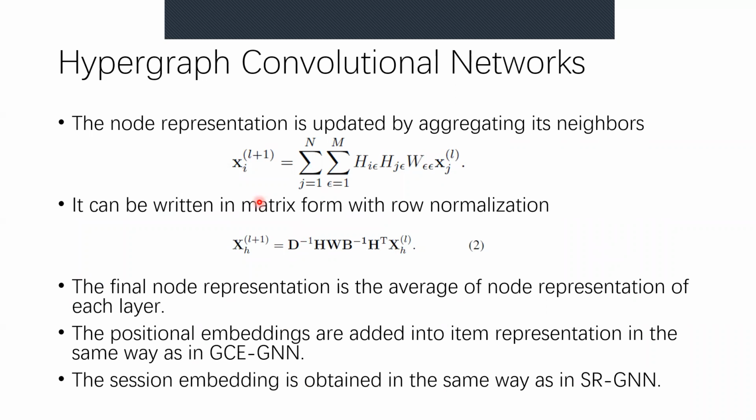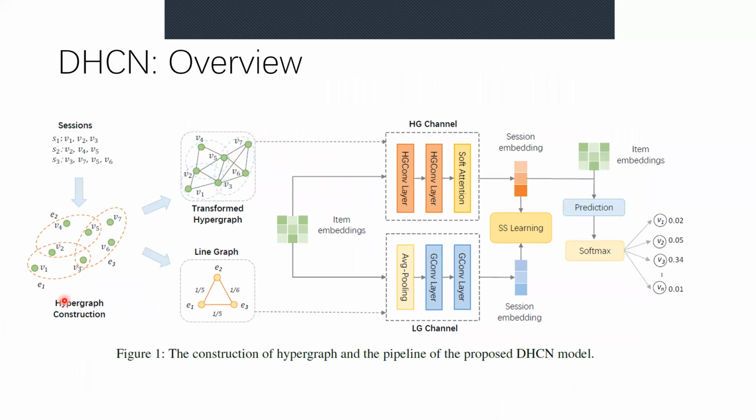So let's look at the hypergraph convolutional networks. Similar to the GNN, the node representation is updated by aggregating its neighbors. So for node i, it's updated by basically W, I think W is the weight, and it's basically summing all the neighbors. The neighbors means all the things that connect to it by a hyperedge.